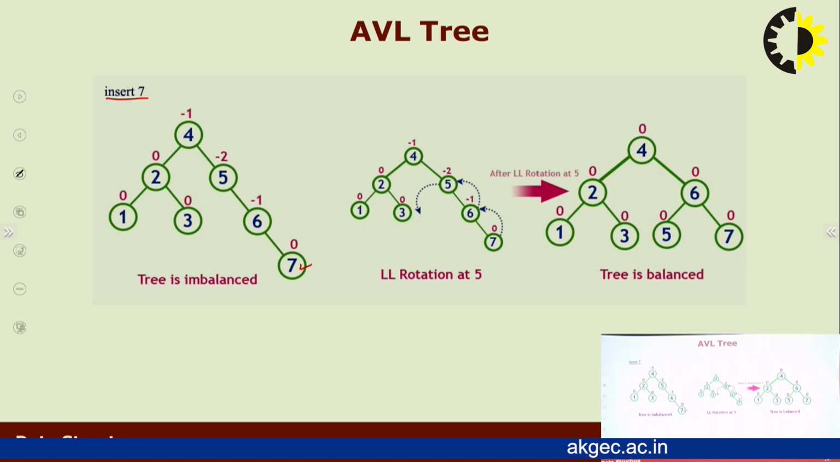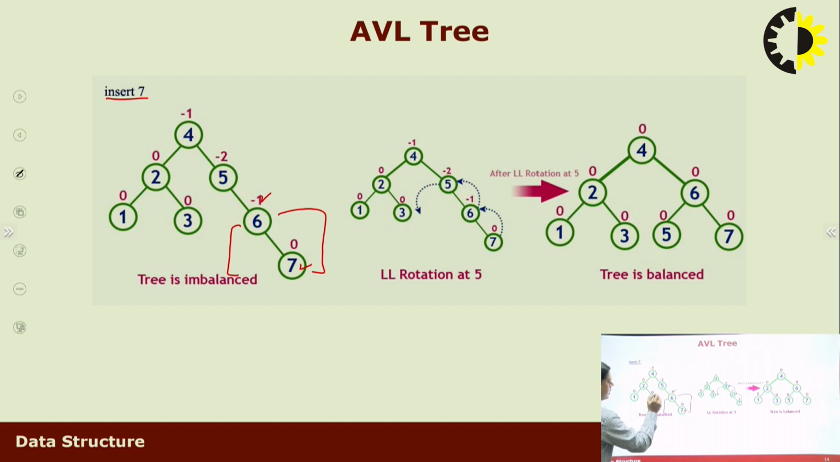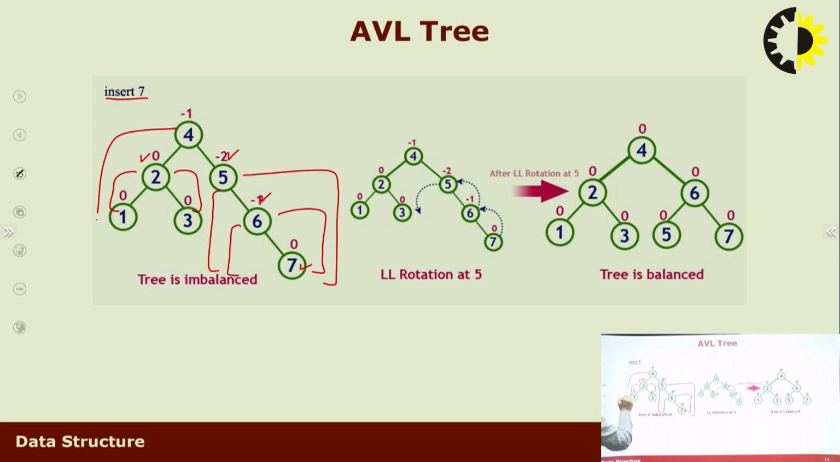And again, we have to check the balancing factor. Balancing factor for 7 is 0. For 6, the height of the left subtree is 0 and the height of the right subtree is 1, 0 minus 1, that is minus 1. If we calculate the balancing factor at 5, the height of the left subtree at node number 5 is 0 and the right is 2, 0 minus 2, that is minus 2. If we calculate this side, that is 0, that is 0, that is 1 minus 1, that is also 0. If we calculate at node number 4, the height of the left subtree is 2 and the right is 3, 2 minus 3, that is minus 1.